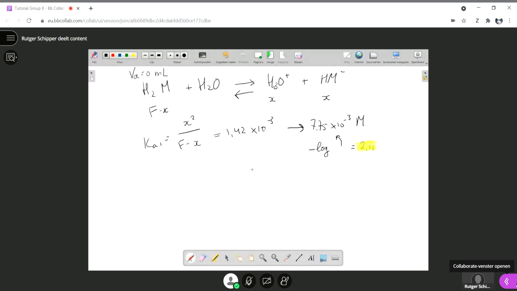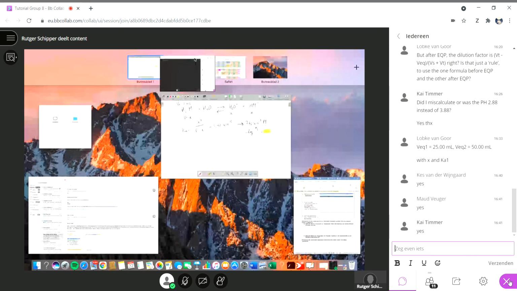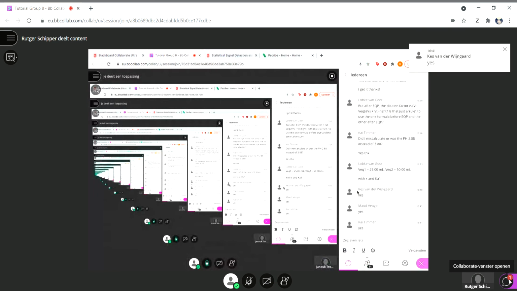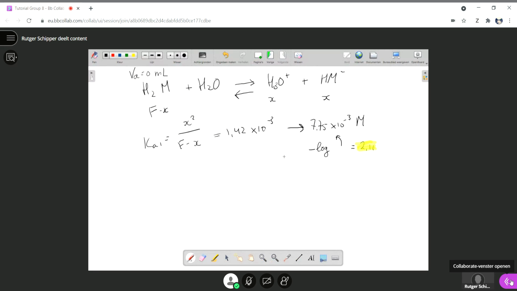So did everyone get why I got from here to here? All right, thank you guys. So that's the first part of the titration, and that is an answer of 2.11 as a pH. And does this make sense?